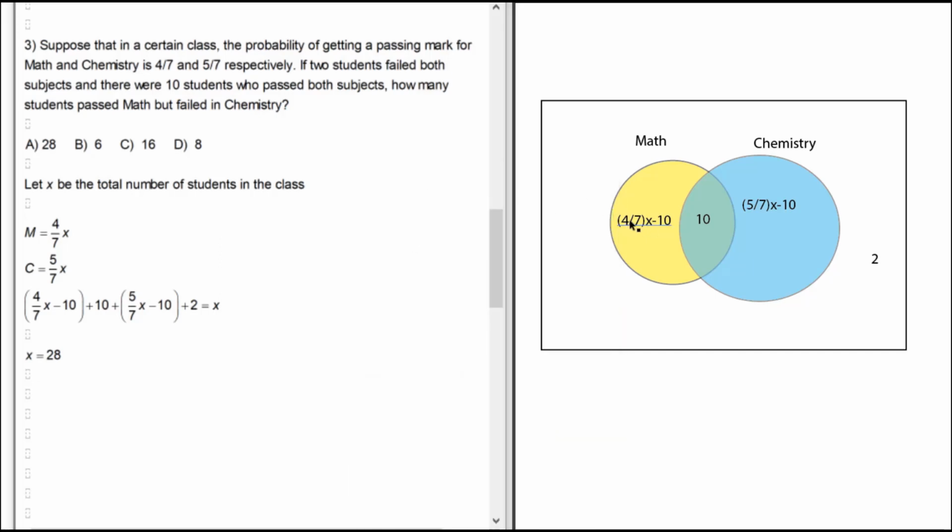It's actually right here, 4/7x minus 10. We just substitute the value of x and we get 6. So there are 6 students who passed math but failed in chemistry. Therefore, the answer to this question is letter B.